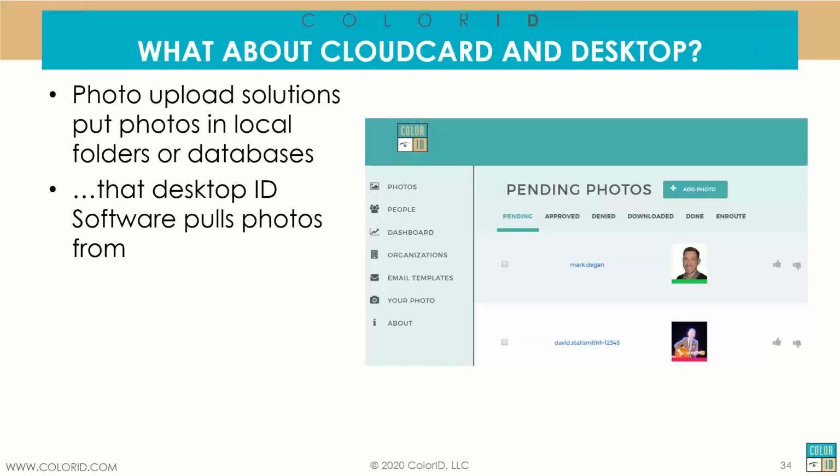One more question we often get: well, we're using something like CloudCard. We're downloading photos, and how will that work with our desktop software? Well, it'll work very well, because if you're using desktop software right now, you're storing your photos somewhere. They're either being stored in a database or in a local folder. CloudCard and other online photo submission software products download the photos to a folder or a database. So just as you capture photos now using a camera and put them wherever you store them, CloudCard will do that for you.